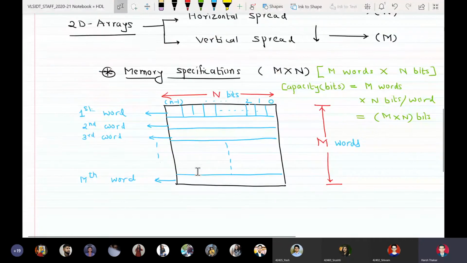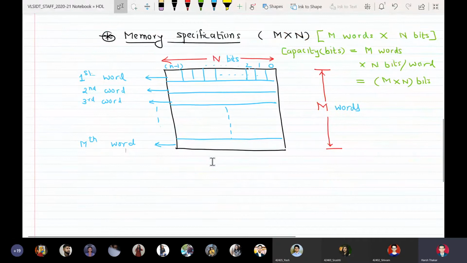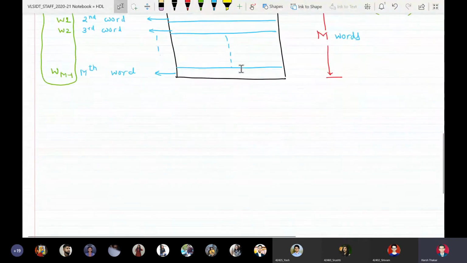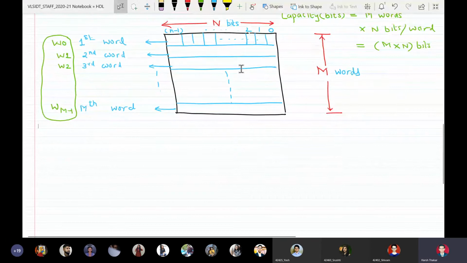Okay, now we have to learn how in VHDL we can create this particular structure m by n. So we can also say like this, that this is word 0, that is the first word, 1, 2, and word m minus 1. So we know that in VHDL we can create a structure which is having a horizontal spread in this way.